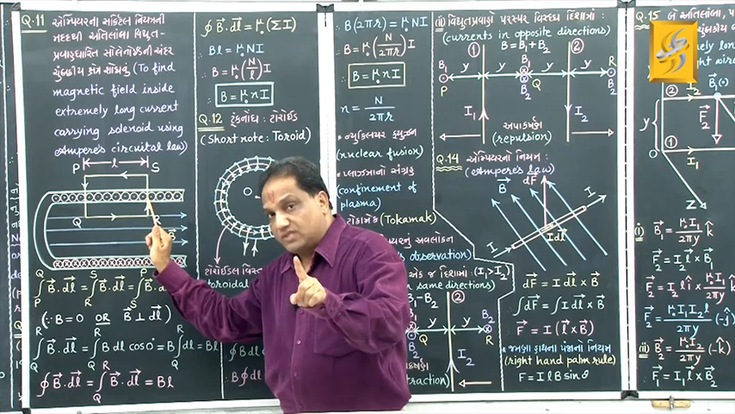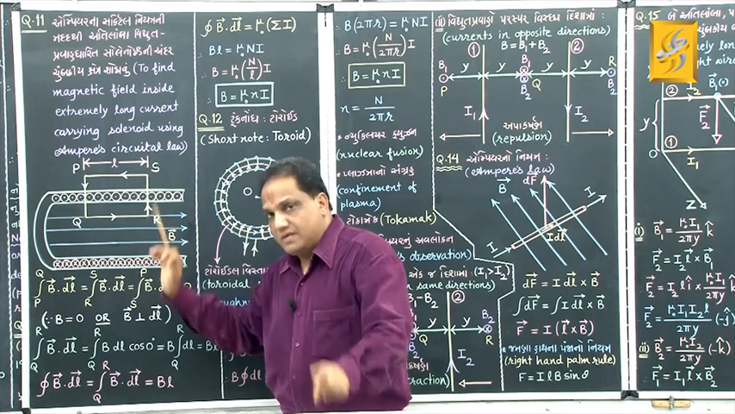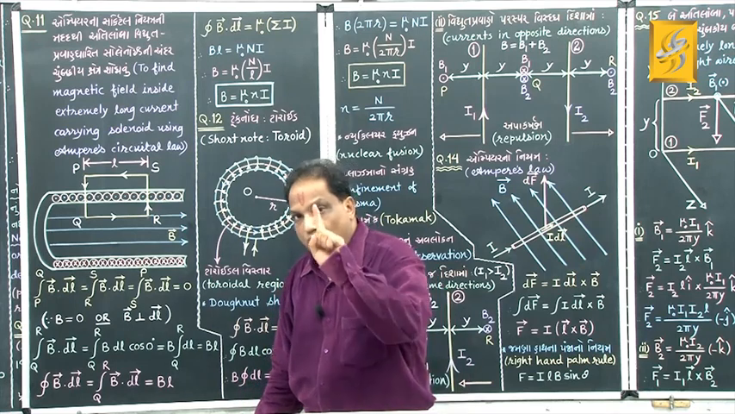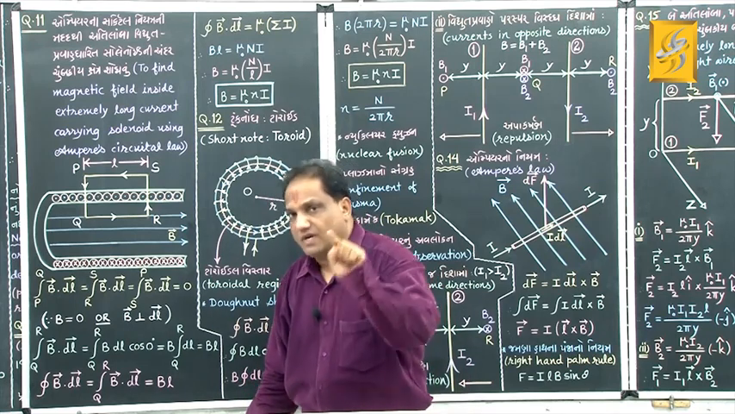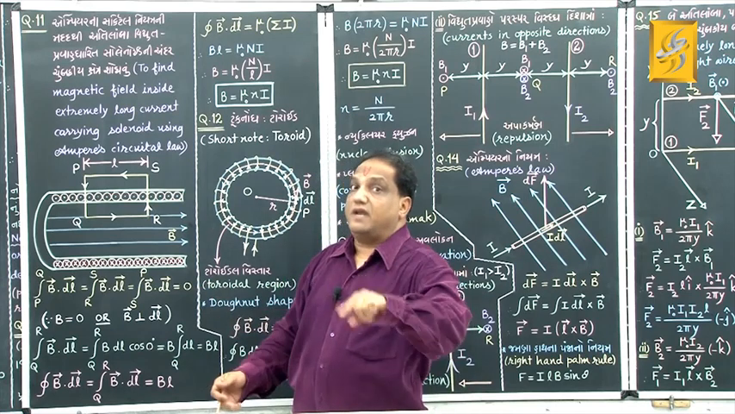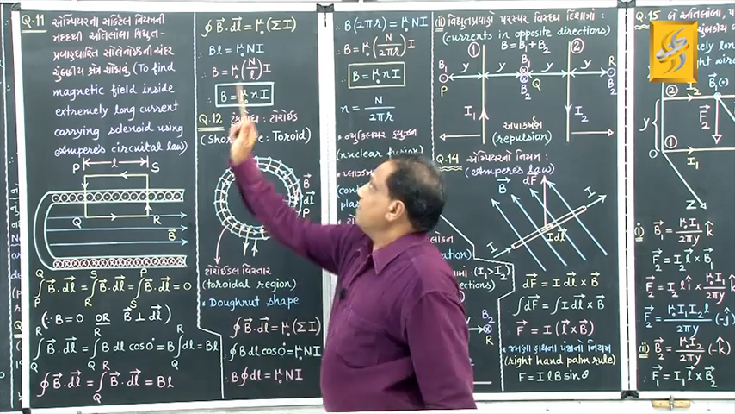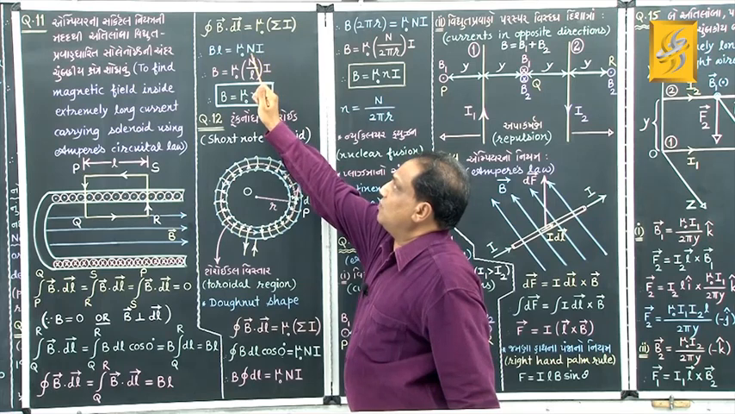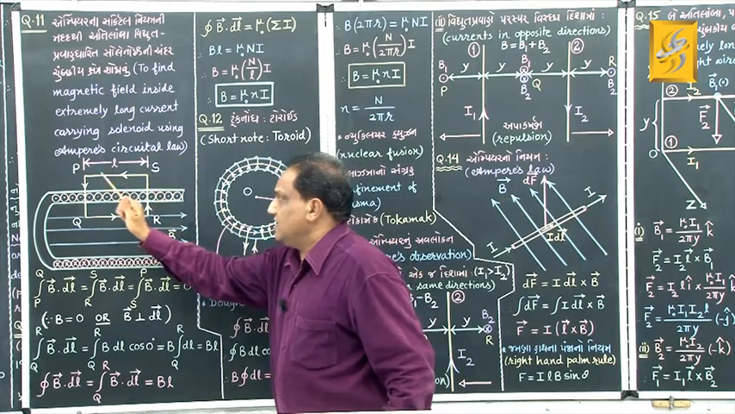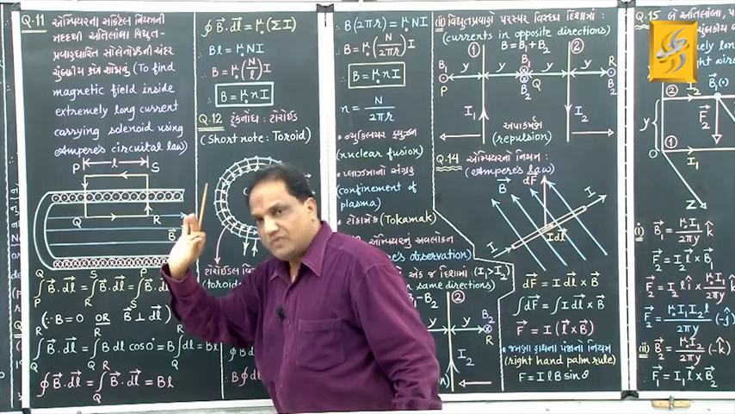Let that number of turns be capital N. Now through each turn there is a current capital I. Through one turn, if the current is I, then through N number of turns, what will be the total current? N into I. That's why I am writing here N into I. This much amount of current is enclosed by this considered Amperian loop, correct?